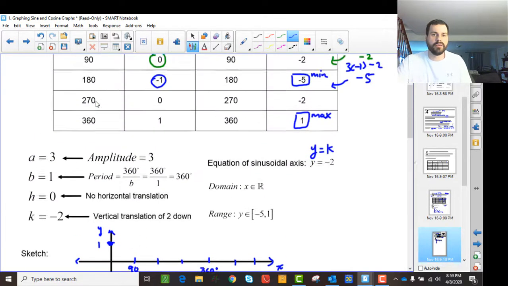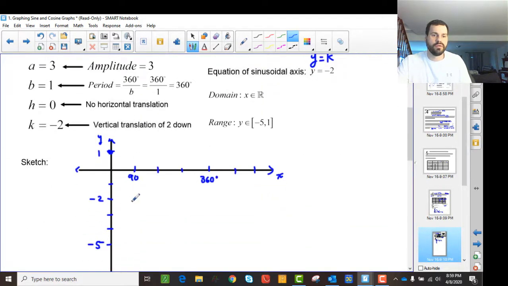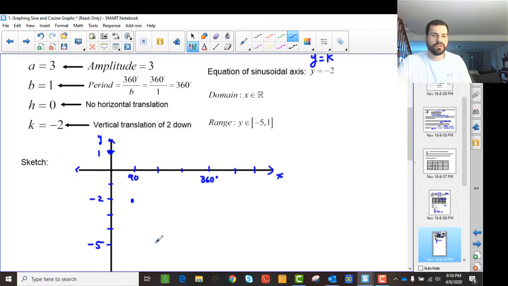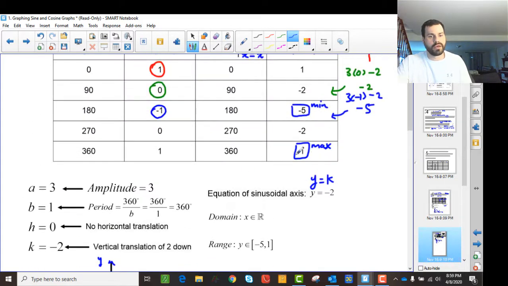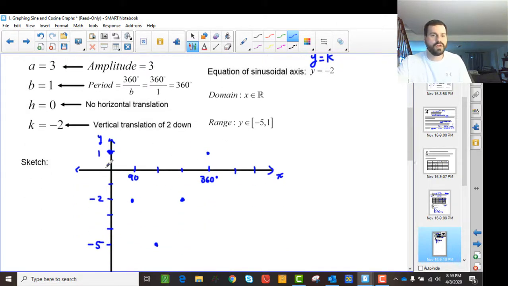And so it starts at 0 and 1. Okay, if you look back up here, then it goes to 90 and minus 2, which is right here. Then it goes to 180 and minus 5, which is here. Then it goes back to 270 and minus 2. And then finally 360, it jumps back to 1 if you look back up here. So my graph looks like this. Goes up, down through here, down through here. Oop, just missed. There we go. Back up. And then back down.